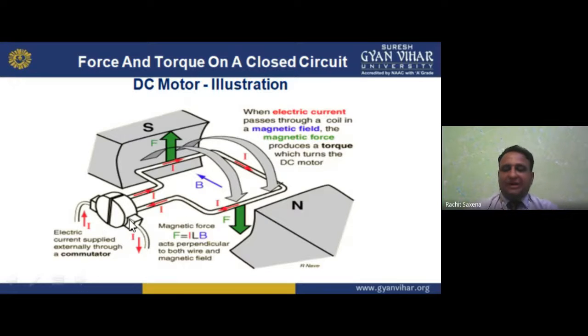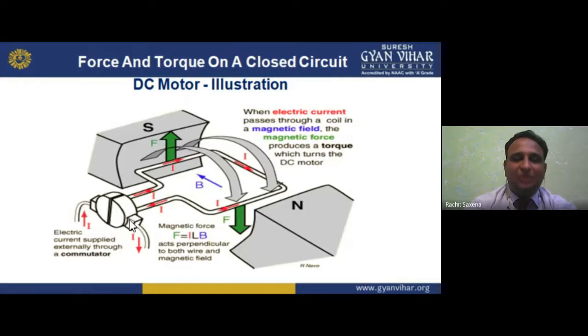We have the commutator segment. Why we use a commutator, I'll tell you later in unit number 3. But a commutator is basically a device which converts bidirectional current into unidirectional current. I hope you understand bidirectional and unidirectional current.